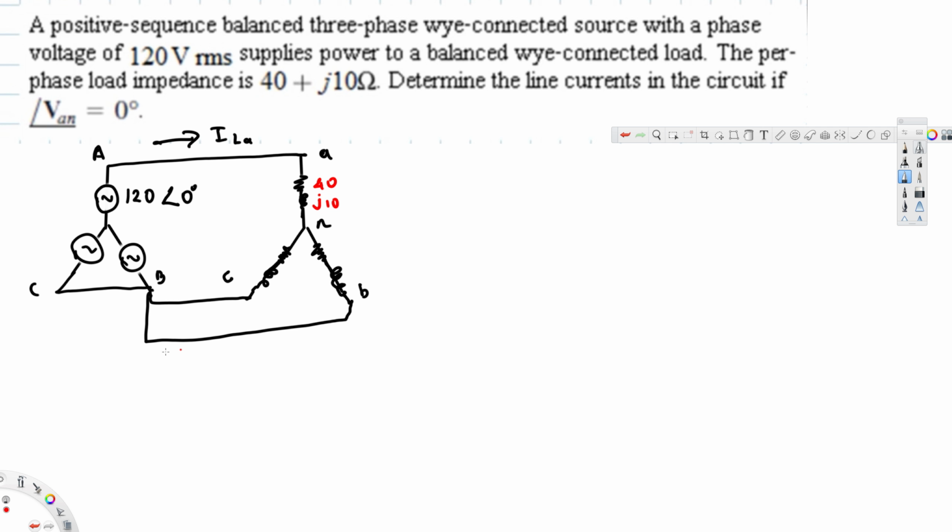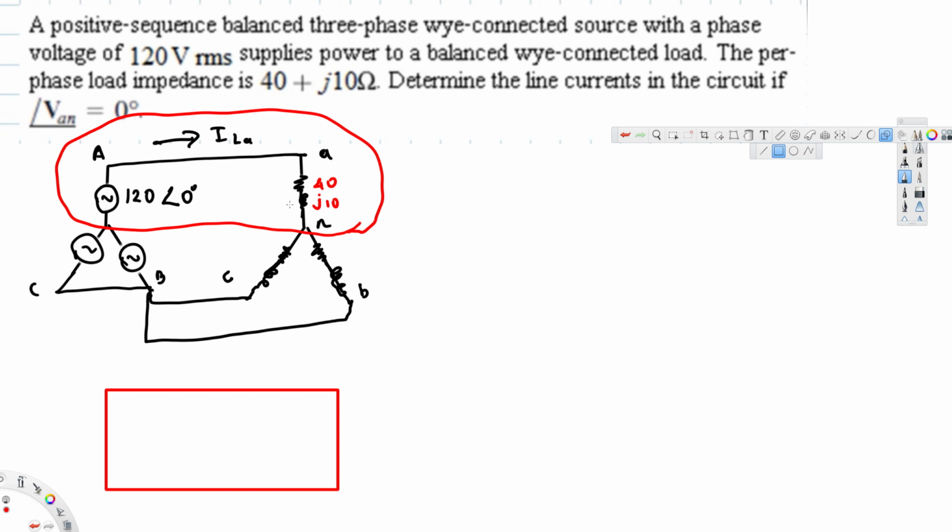Now to find the current, since both of them are in Y, there's no problem. When we have a delta, we have to consider transforming it into Y. Since this is in Y, we are just going to take this part and find the current. Now we can go ahead and draw the new circuit. In the new circuit we can just draw this voltage source and this impedance, and then we can solve for the current.